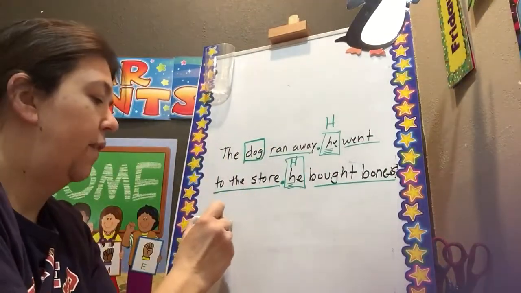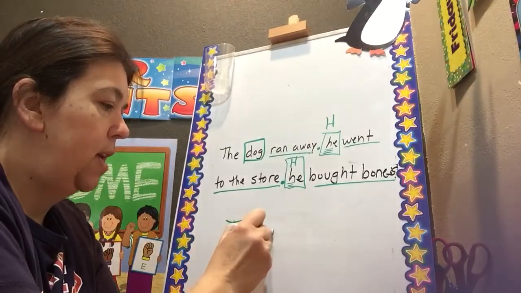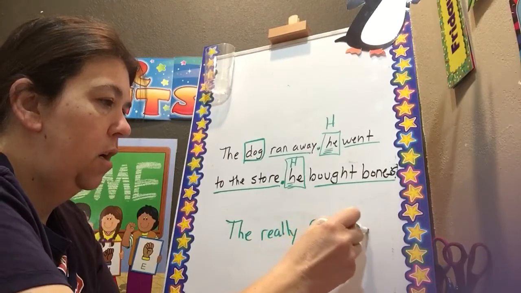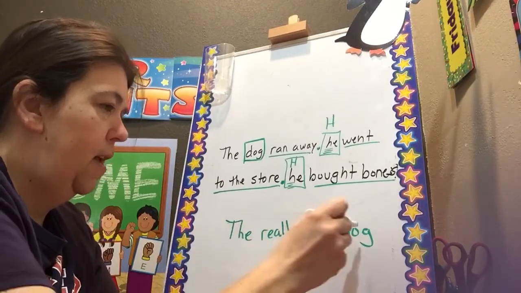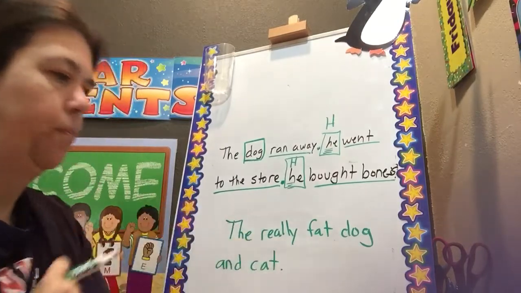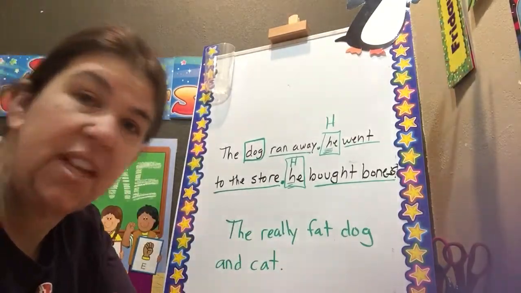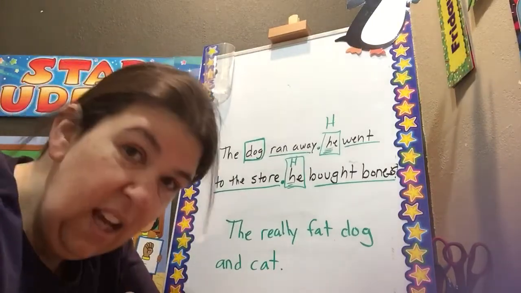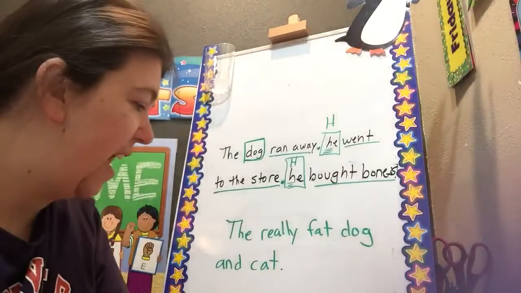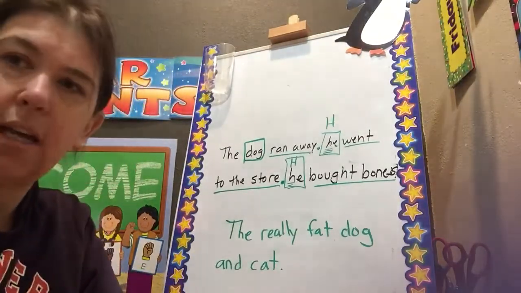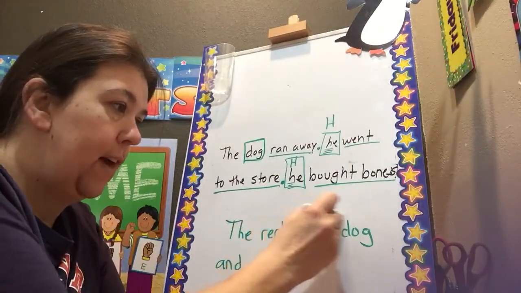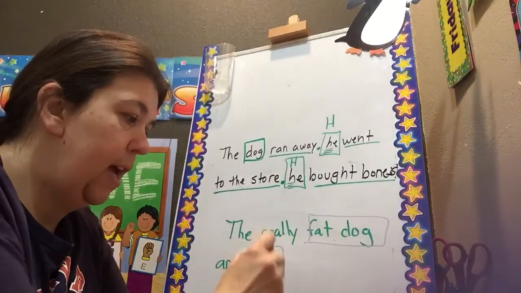Okay, and let's see if I had the really fat dog, and let's see here, and cat. Boom. Is that a sentence? That's a lot of words. That's got to be a sentence. All right, let's figure out. Who am I talking about? The really fat dog and cat. Ooh, I'm talking about the fat dog and the cat.